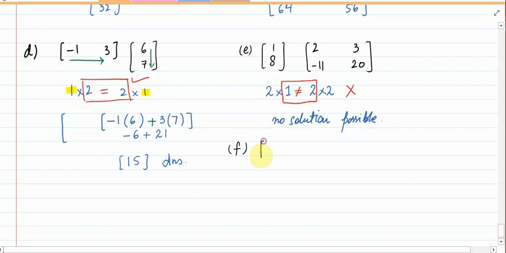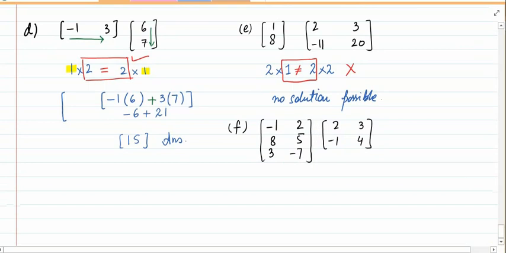It says minus 1, 2, 8, 5, 3, minus 7 multiplies with 2, minus 1, 3, 4. The first step remains the same. Check the order. First matrix has an order of 3 by 2. There are 3 rows and 2 columns. The second matrix has 2 rows and 2 columns. Condition valid, yes. So we can multiply it.